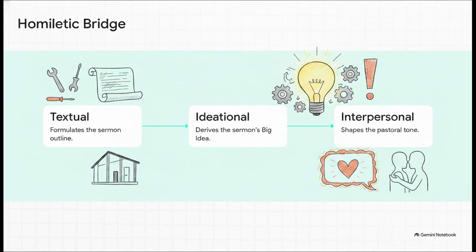First up, the textual metafunction. That's how the author arranges information, and it directly formulates your sermon outline. Second, the ideational metafunction. Combined with verbal aspect, that hands you your sermon's big idea. And third, the interpersonal metafunction, which shapes your pastoral tone and your mood force.